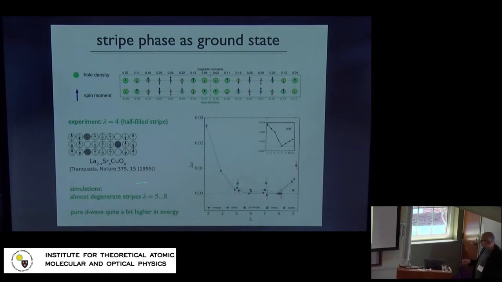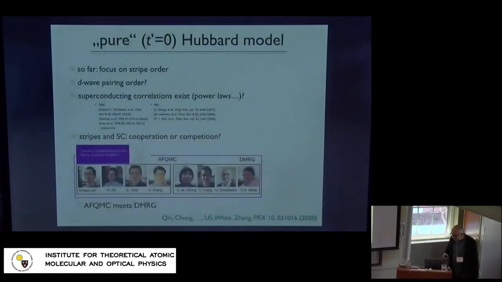What they show is degenerate stripes, where the energies of the various wavelengths of the stripes were almost degenerate. So these are really very small differences which you are looking at, but there was also agreement that the pure D wave was quite a bit higher in energy. So the focus in that work at T prime equals zero had been quite a bit on the stripe order.